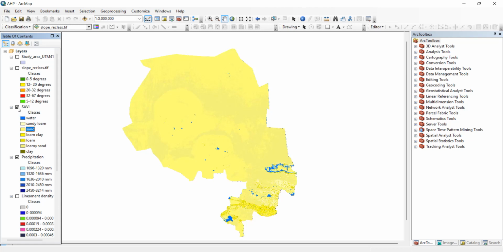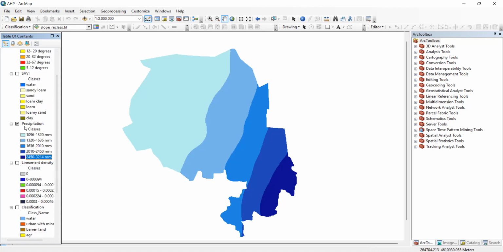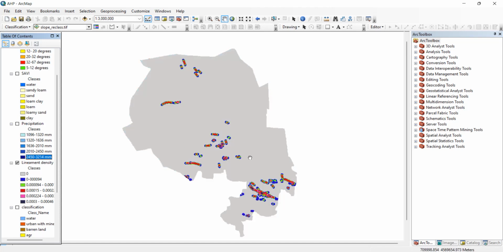The next layer is precipitation. We summed up the precipitation for the last 10 years, and some areas have a higher level of precipitation like this, but other areas have very small precipitation even over 10 years. In general, the monthly and annual precipitation for the study area is low because it belongs to an arid and semi-arid zone. The next is our alignment density.